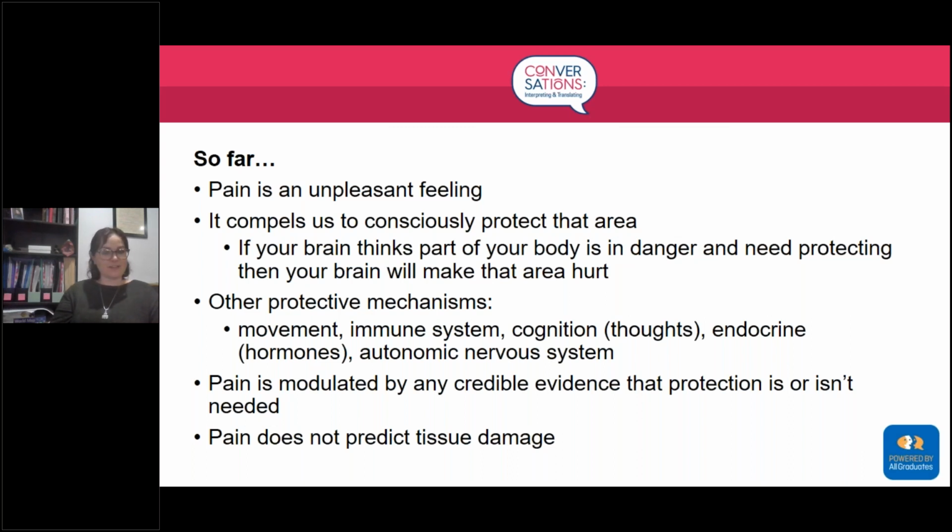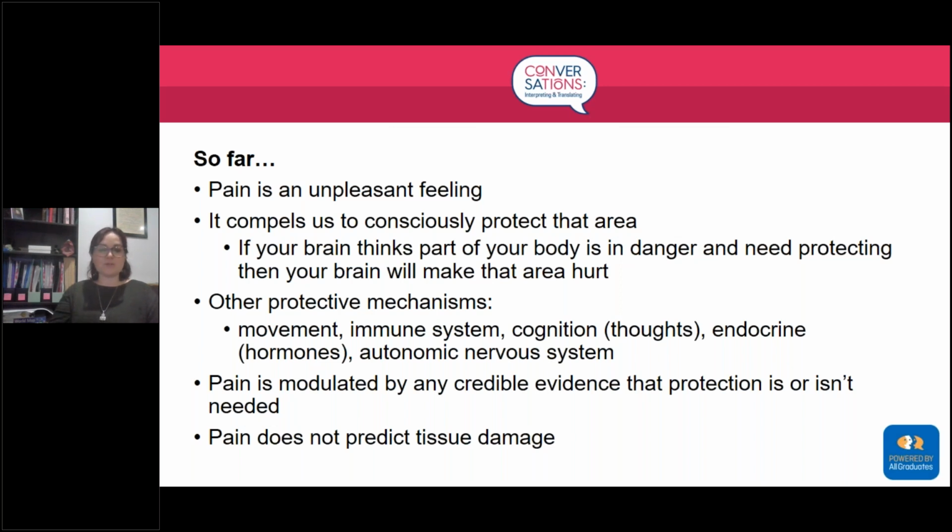Pain is an unpleasant feeling, we all know that. It compels us to consciously protect that area. So if our brain thinks that a part of our body is in danger and it needs protecting, then our brain will give us the sensation of pain, so we protect it. We have some other protective mechanisms. So movement. We spoke about a reflex last time. If you go to put your finger on something hot or something sharp, we get a really sudden reflex movement. But also if you've got a sore knee or a sore ankle, the way that we move differently, the way we walk, stand, sit differently to try and protect that area.